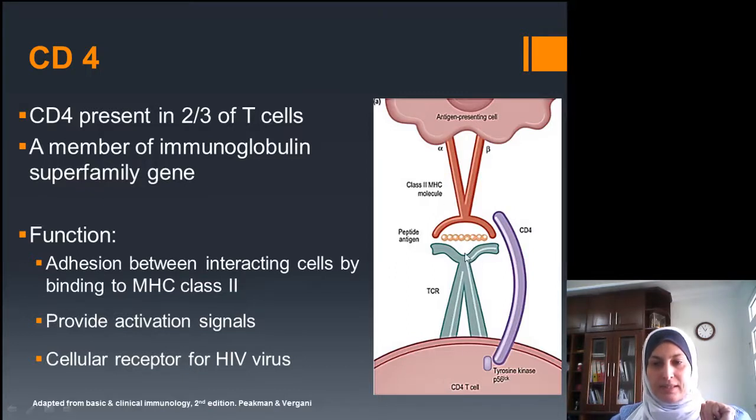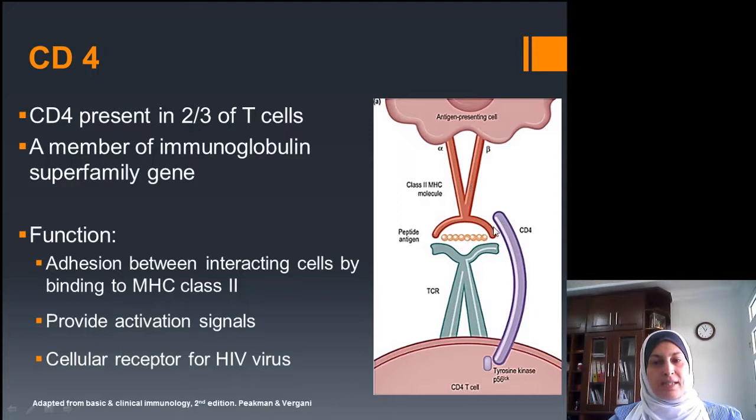So this is the T cell receptor. Part of it is responsible for recognizing the peptide. The other part is responsible for recognizing the MHC molecule. And this is the CD4 molecule. The CD4 molecule will interact and would recognize the class 2 MHC molecule, and also it will enhance the adhesion between these 2 cells.